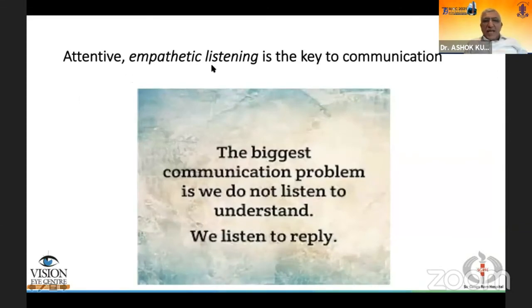Again, empathetic listening is very, very important. Listening is the key to communication. Now, what this quotation says: the biggest communication problem is we do not listen to understand what is being said. We are listening because we are getting ready to reply to what is being said, framing our answers at that time. And we are missing out on some of the other things that are being said while making a statement, which may not clearly be stated.